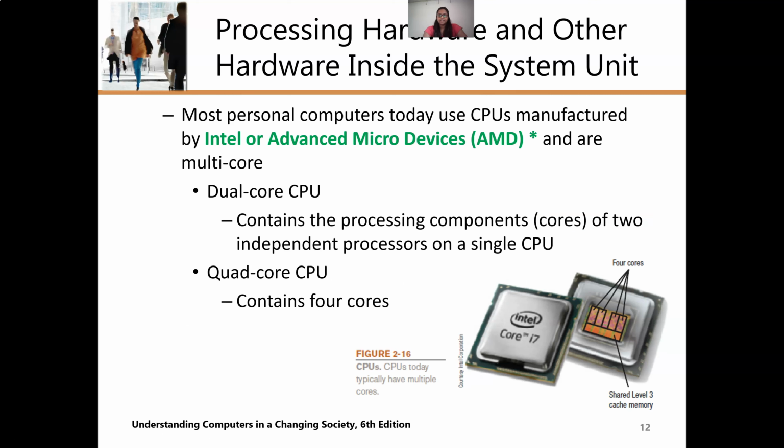So we have seen what a CPU looks like. There are two major manufacturers, Intel and AMD. And there are again two types of CPUs. There can be multiple cores, called multi-core, that is, more than one core. It can be dual core, quad core, octo-core, or whatever.